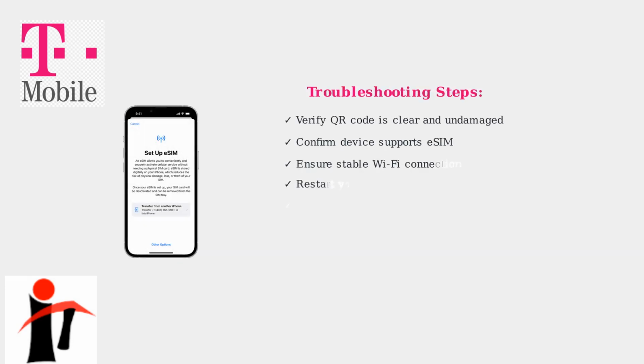To troubleshoot invalid QR codes, start with these essential steps. First, ensure the QR code is clear and undamaged. Scratches or poor lighting can prevent proper scanning. Check that your device supports eSIM technology and maintain a stable Wi-Fi connection during setup.